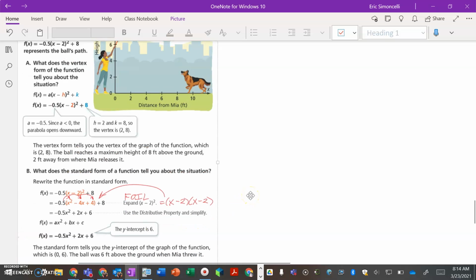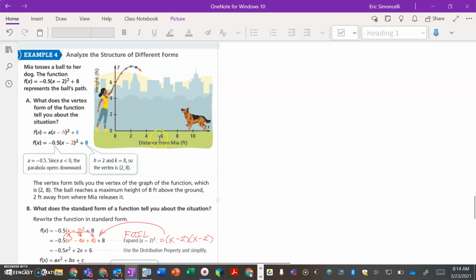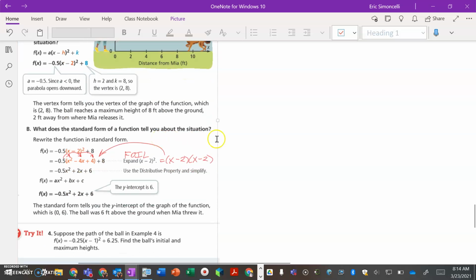So if you look back at the picture, this is when she released it at 0, 6, and of course the vertex is there, and you can argue for both equations in different ways being helpful. So that should conclude our lesson today. Please look at the triads as well.